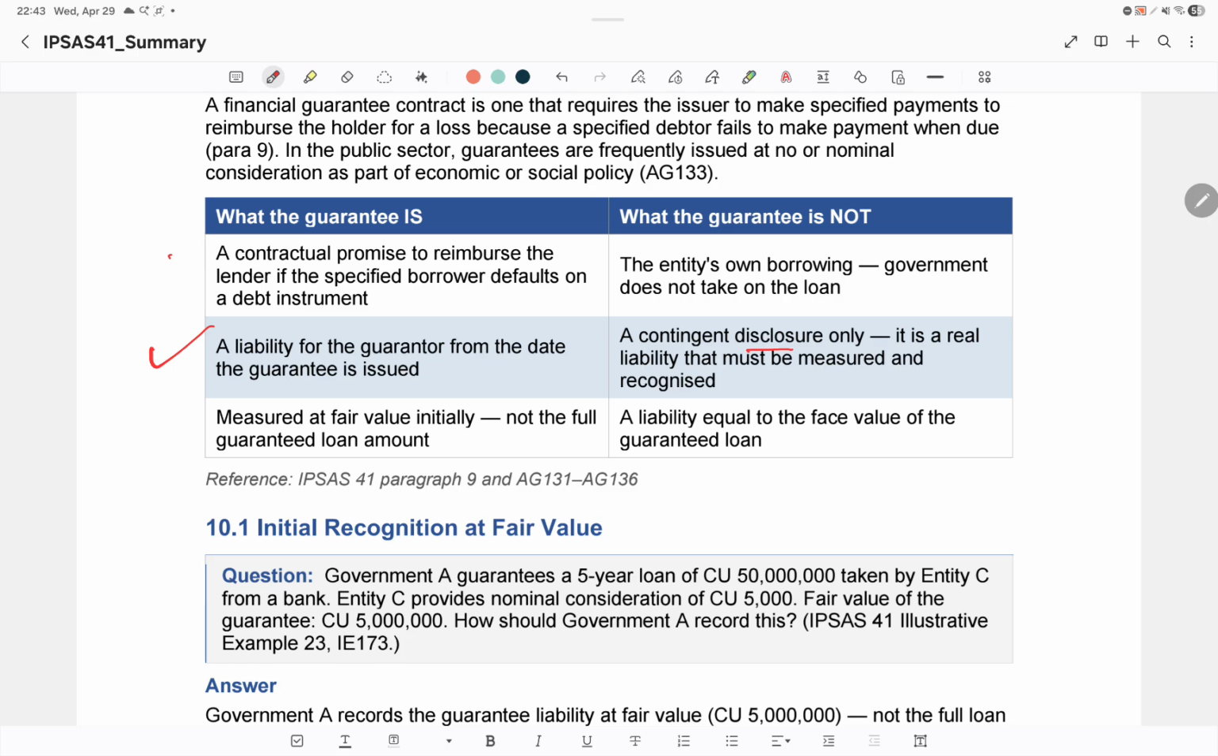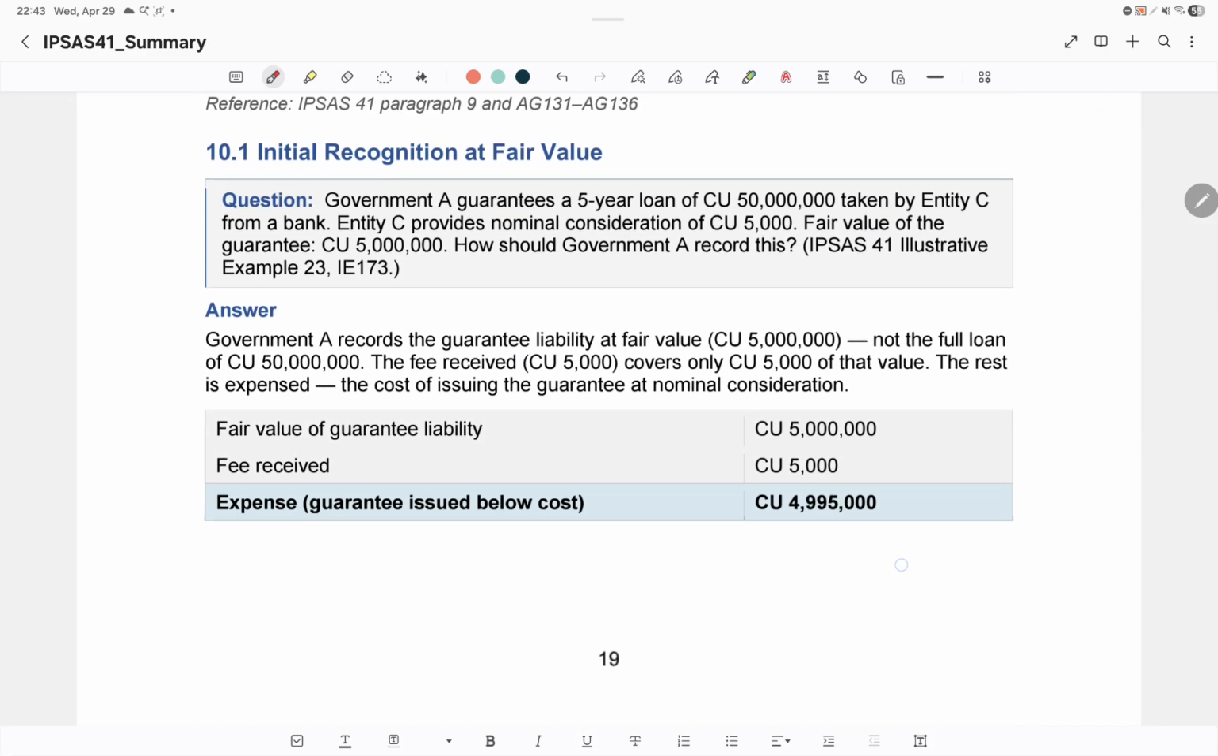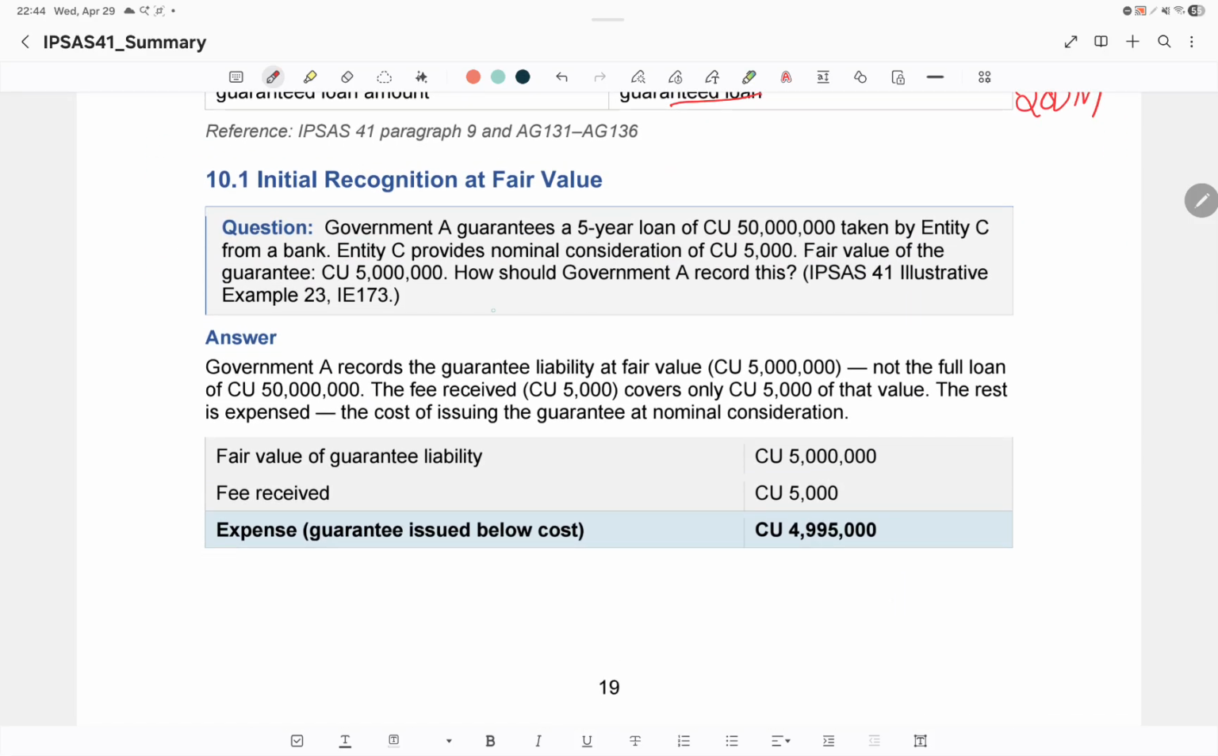What is this fair value? If the loan, for example, was 200 million, is the fair value 200 million? Is it a liability equal to the face value of the guaranteed loan? What does it mean? Okay, initial recognition.